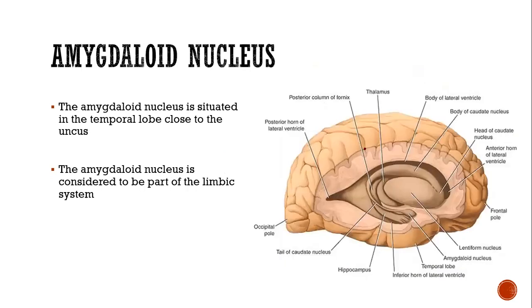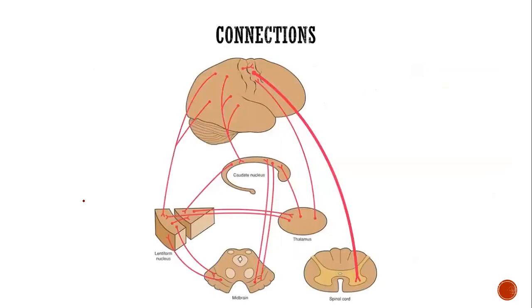ठीक है, आगे चलते. Then we have the amygdaloid nucleus, which is a very small nucleus towards the end of the tail of the caudate nucleus. This right here, and it is considered to be part of the limbic system because it's connecting the limbic system to the basal nuclei, so that you can have the memory and the past experiences to the motor activity as well. These are the different connections.